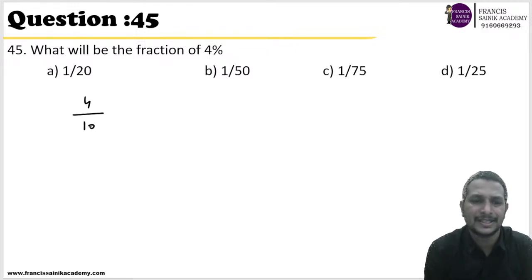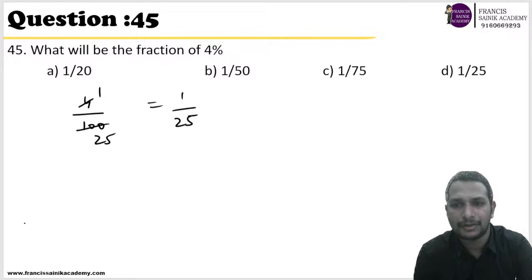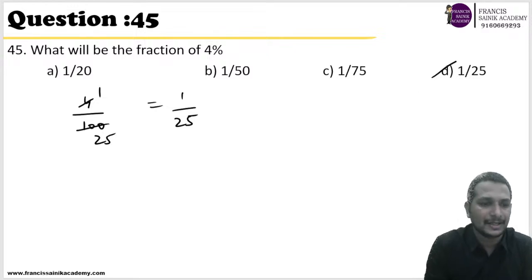Next. What will be the fractional form of 4 percentage? Percent, the symbol itself specifies 100. So 4 by 100, which is 1 by 25. The answer for this question is 1 by 25, option D.